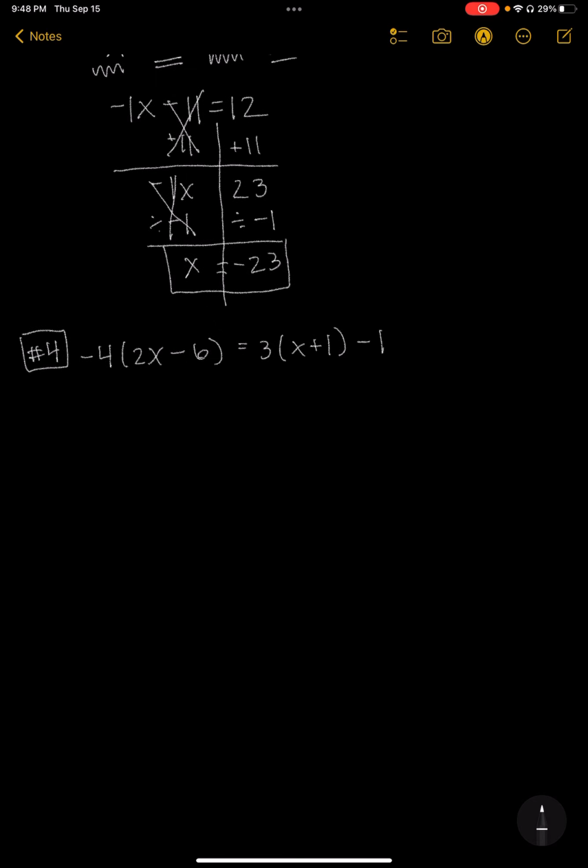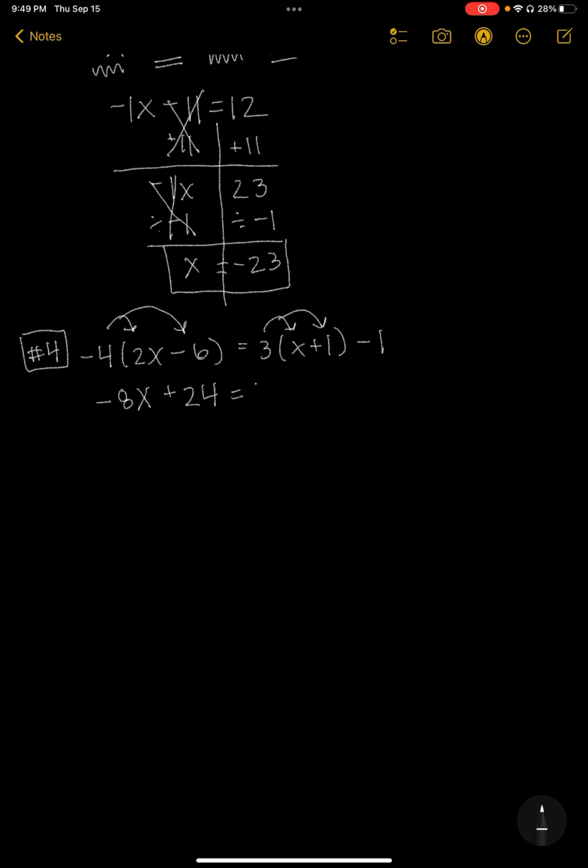All right, first step, distribute. So we're going to distribute the negative 4 and then the 3. I'm going to start with the negative 4. So we've got negative 4 times 2x, which should give me negative 8x. And then negative 4 times negative 6. Two negatives cancel each other out and become a positive. So it's going to be plus 24 equals, now we multiply or distribute the 3.